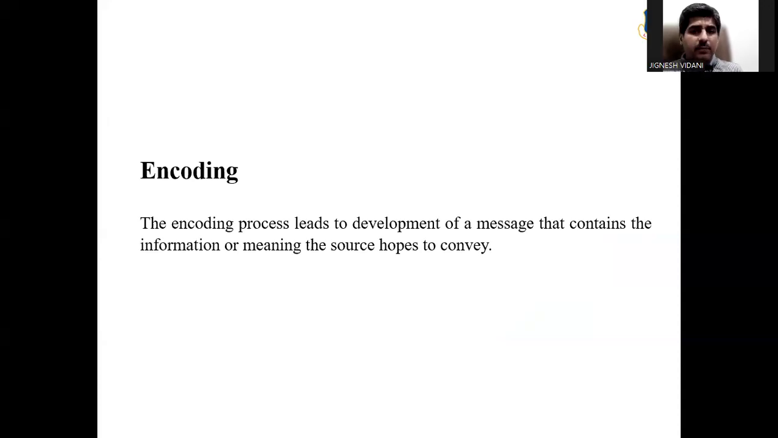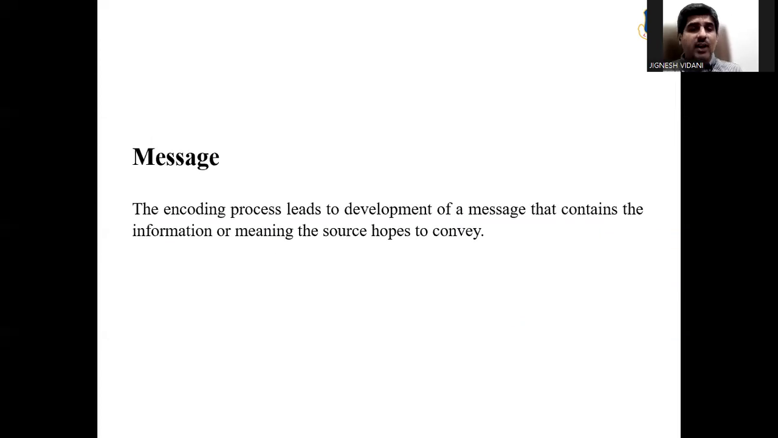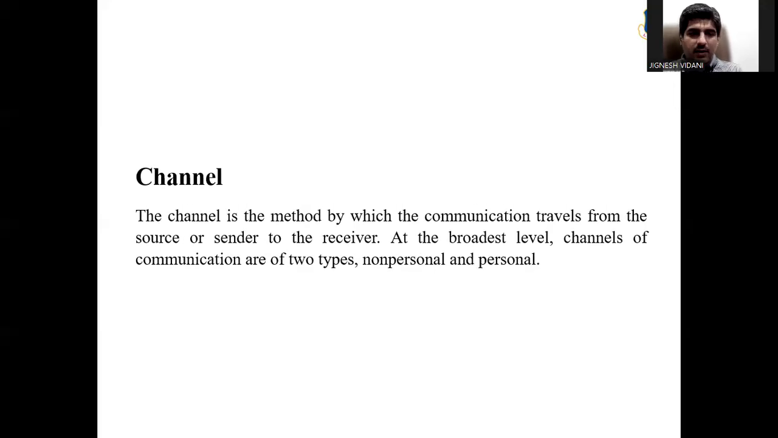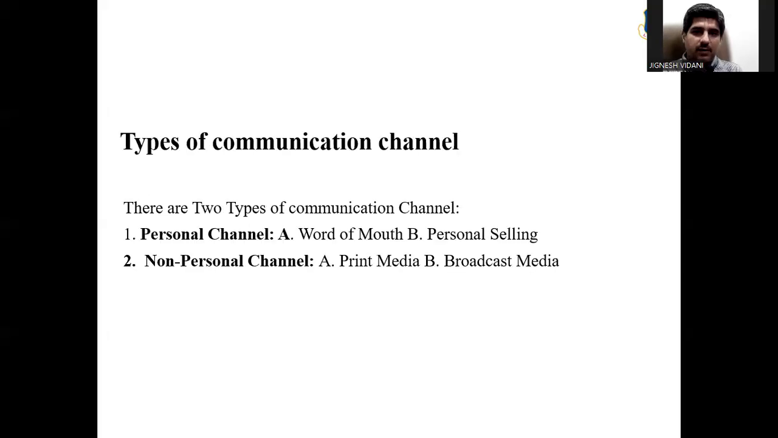Encoding. The encoding process leads to development of a message that contains the information or meaning the source hopes to convey. Message. The encoding process leads to development of a message that contains the information or meaning the source hopes to convey. Channel. The channel is the method by which the communication travels from the source or sender to the receiver. At the broadest level, channels of communication are of two types, non-personal and personal.